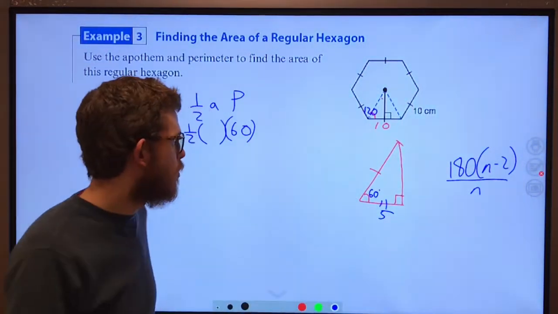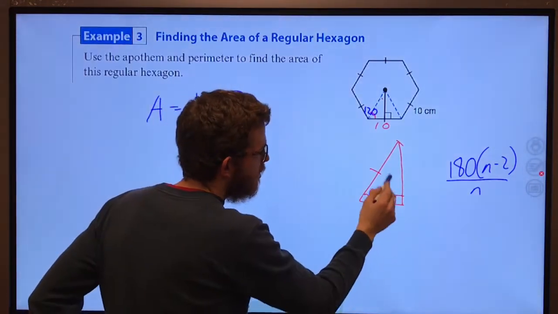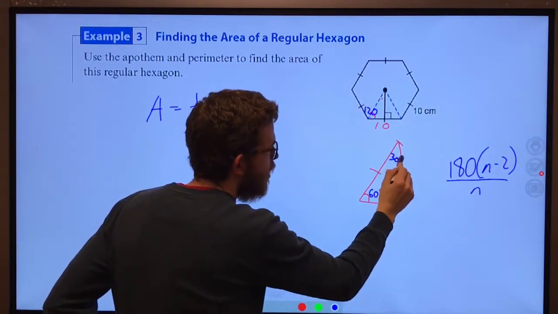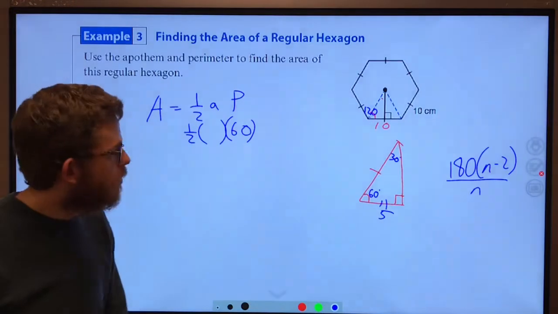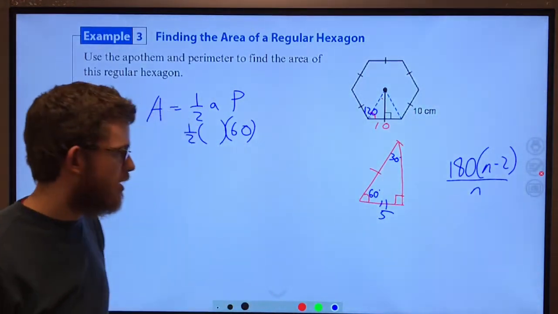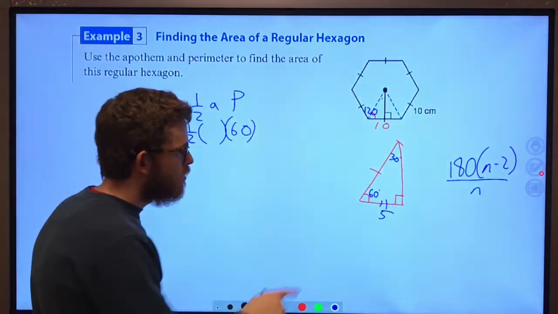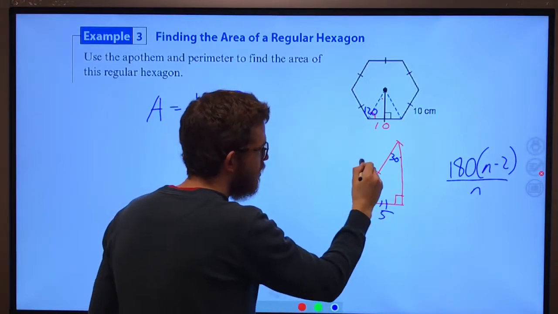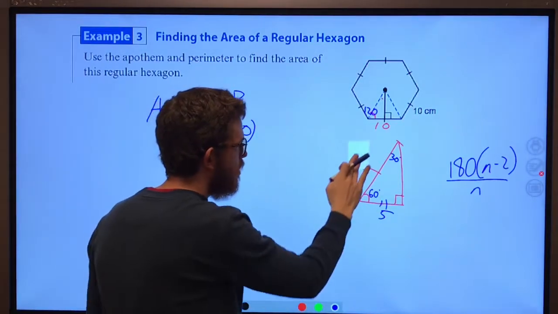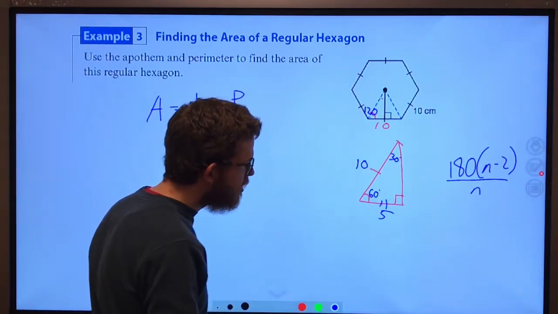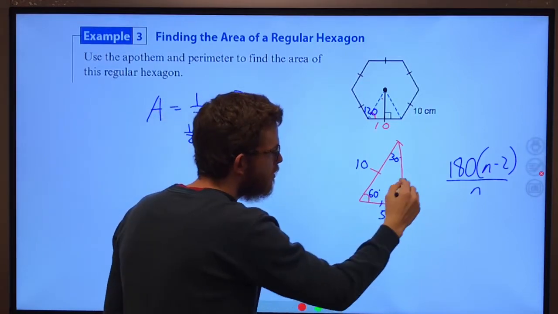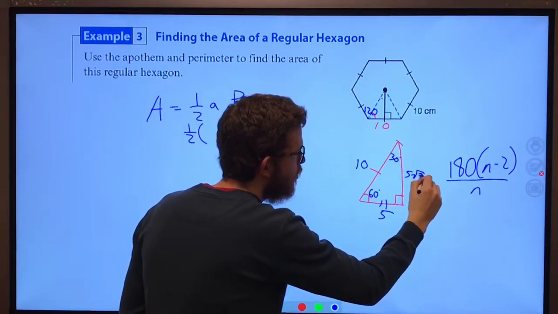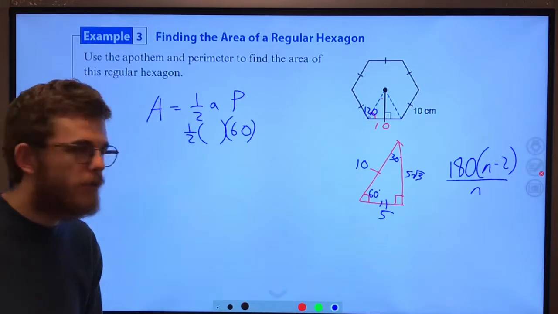Okay, so this is a 60-90, which makes this a 30-degree angle. This is a 30-60-90 triangle. And the shortest side length is 5. To get the longest side length, we would double it, which would be the hypotenuse. 2 times 5 is 10. And then we'd multiply the smallest side length times the square root of 3. And look, that is our apothem.